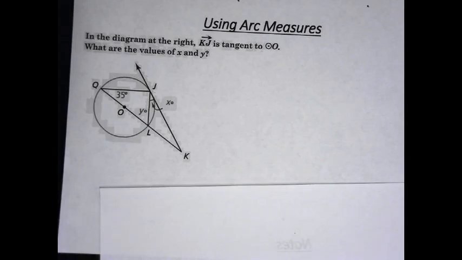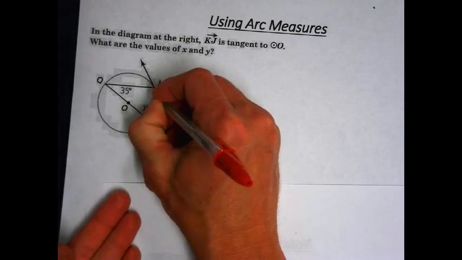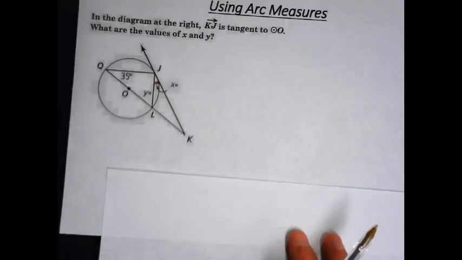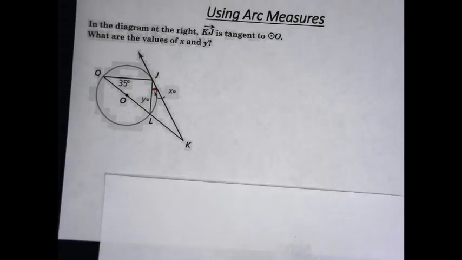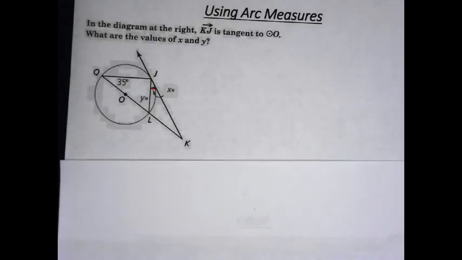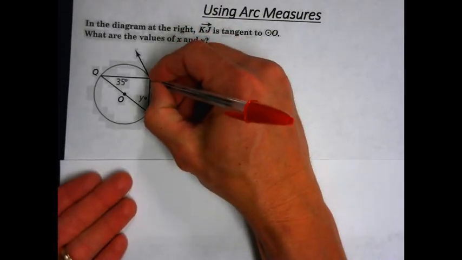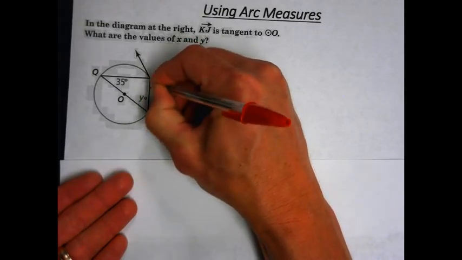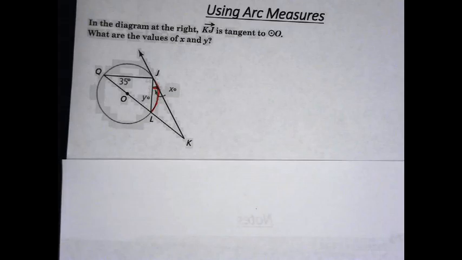The first thing we can do is look at our note. If we're considering angle x, which I'll highlight in red, here's our angle x between the tangent and the chord. That is totally our note, the angle between the tangent and the chord. If we have that angle, here's the arc that it intercepts. So we have to be able to see what's happening.